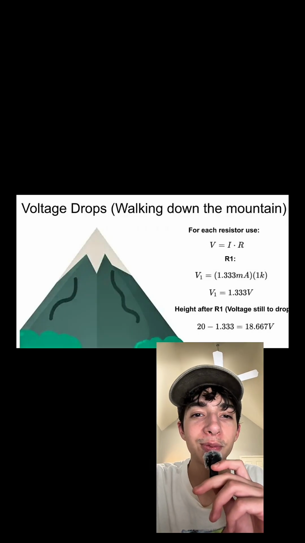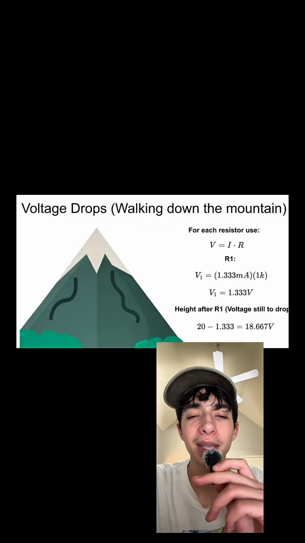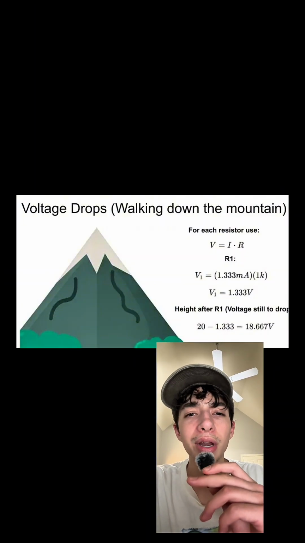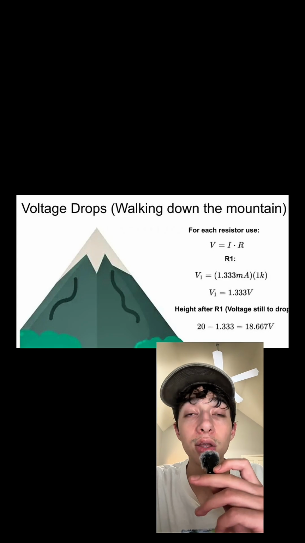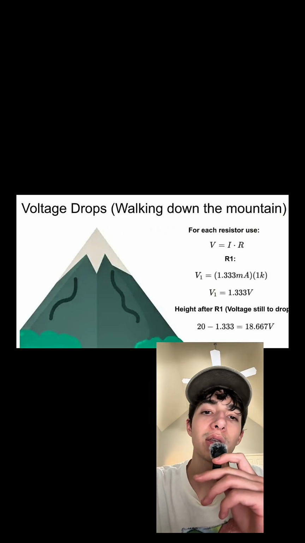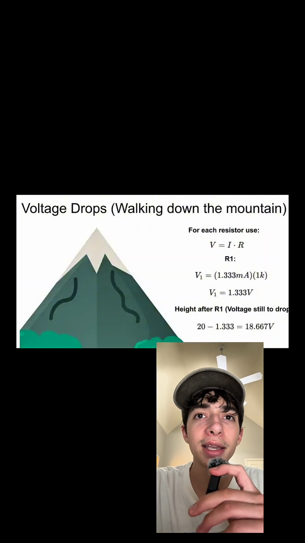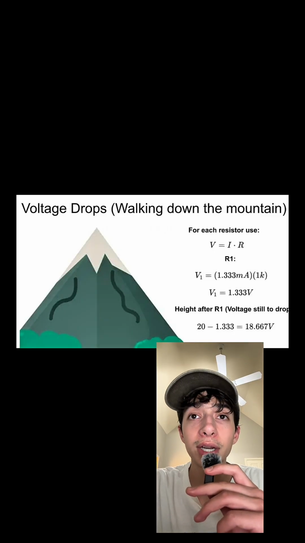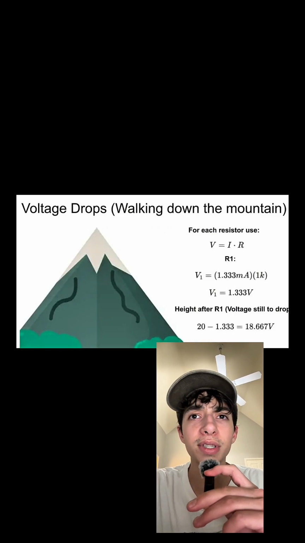Now, to make this work, we're going to associate voltage drops with walking down our mountain. The top of the mountain correlates with the incoming voltage, where each resistor is a step walking down the mountain, correlating to the amount of voltage that is dropping across that resistor. So to find the voltage dropped by each resistor, we're going to take the voltage and equate it to our current and the resistance value of our resistor.